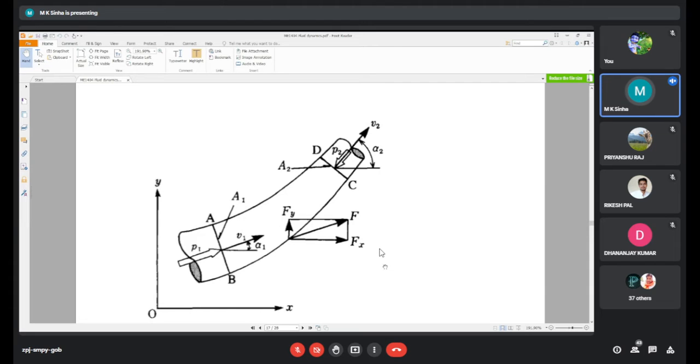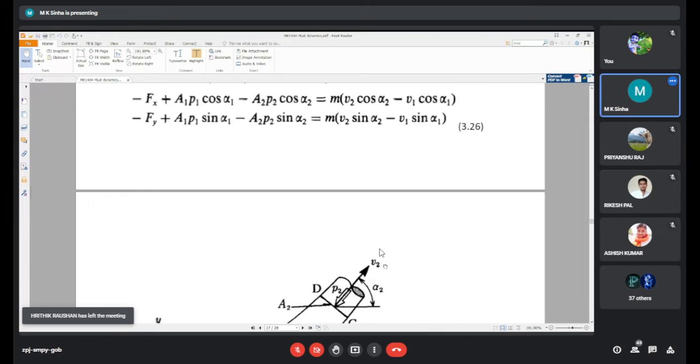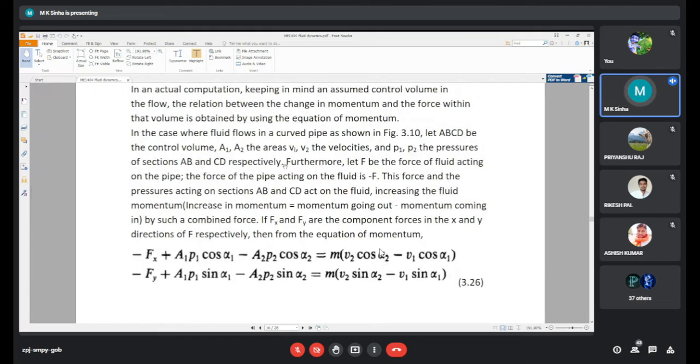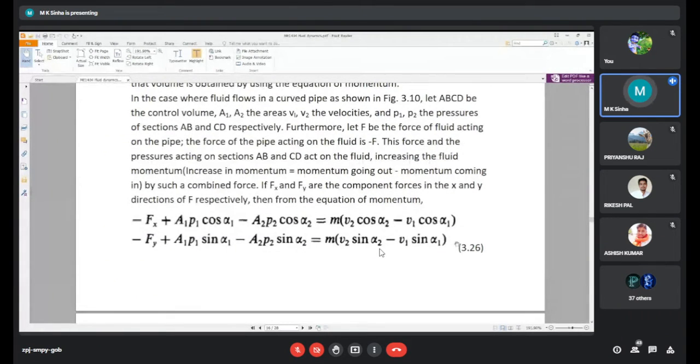This resultant force is given as F. It has two components, Fx and Fy. Similarly, the pressure force acting on the other end also makes an angle alpha 2 with the velocity V2, which is outward. So in the control volume ABCD, V1 is the velocity and P1 is the pressure, and F is the force of the fluid acting on the pipe. So the force of the pipe acting on the fluid is the reaction.